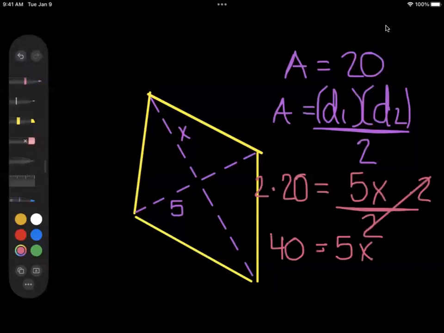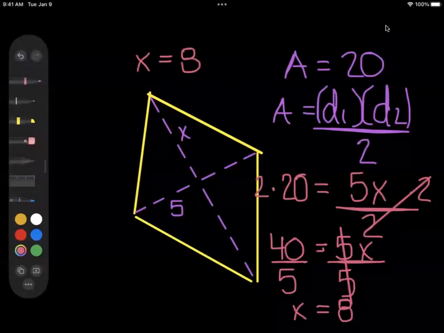To find out what x is, I have to divide by 5 on both sides. That will cancel out. Then I'll have x equals 40 divided by 5, which is 8. So the missing diagonal, x, is equal to 8.